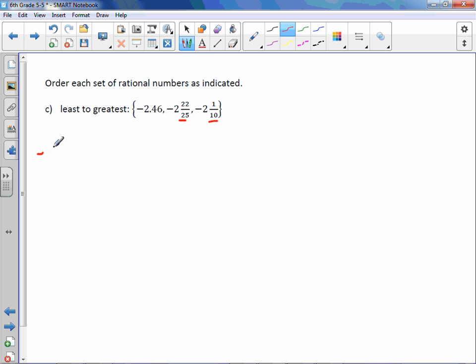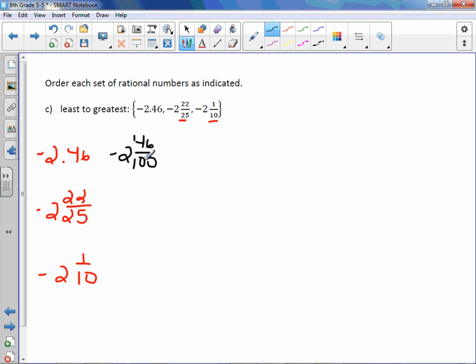So just like we did in previous lessons, I'm going to list my numbers vertically over here in their original form. Now what I want to do is make these all common denominators. Well, 25 and 10 would be 50 or 100. Let's see what this one would be. Negative 2.46 is negative 2 and 46 hundredths.